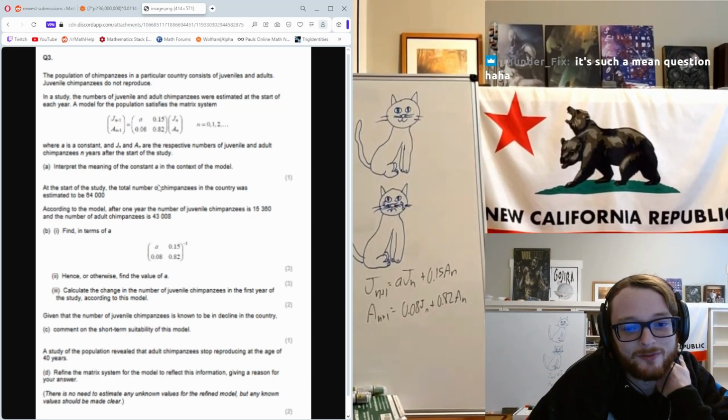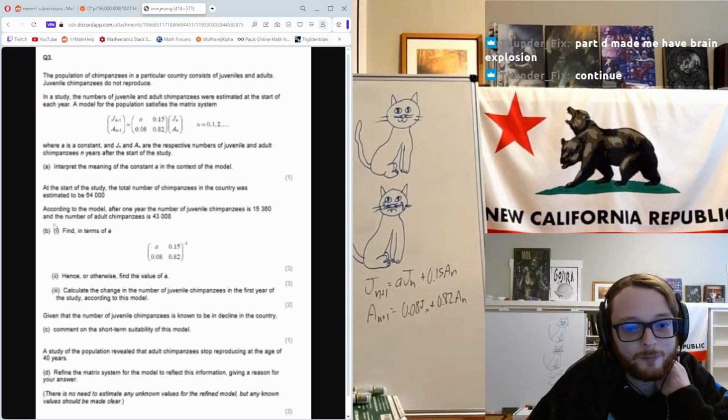At the start of the study, the total number of chimpanzees in the country was estimated to be 64,000, according to this model. Part D, maybe you have a brain explosion. Should I skip down to part D, or should I work through B and C first? Continue? Okay. According to the model, after 1 year, the number of juvenile chimpanzees is 15,360. The number of adult chimpanzees is 43,008.